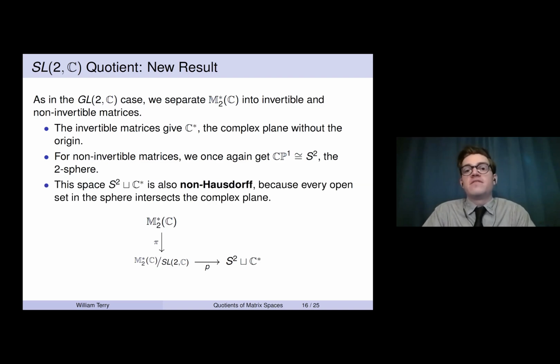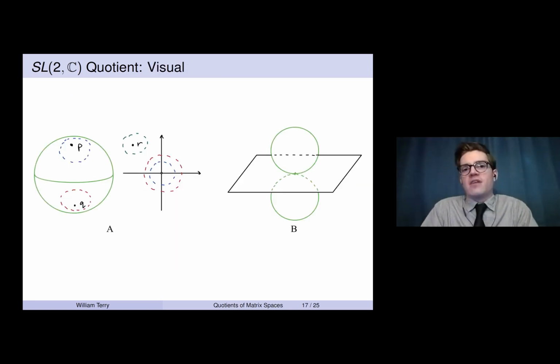This space, the sphere at the origin of the complex plane, is once again non-Hausdorff, now because every open set in the sphere bleeds into the complex plane and intersects. This is sort of a different non-Hausdorff behavior than before, though. In this case, it's localized around the origin, whereas in the GL case, it was non-Hausdorff everywhere.